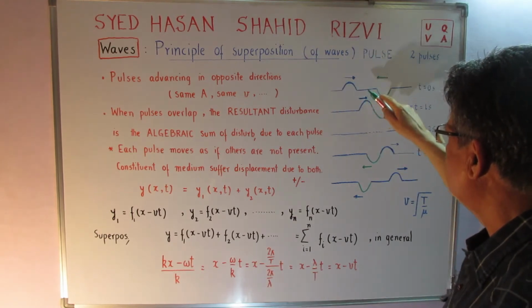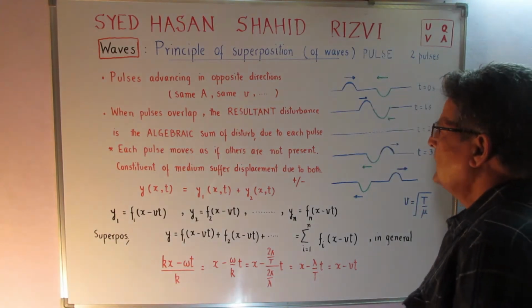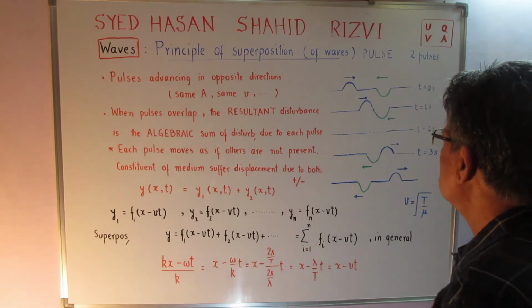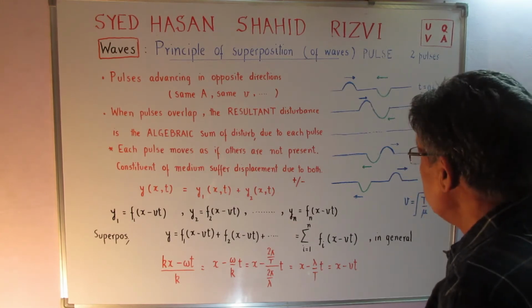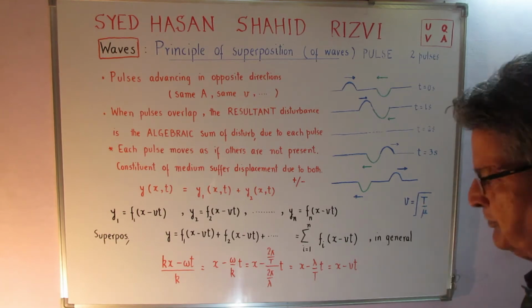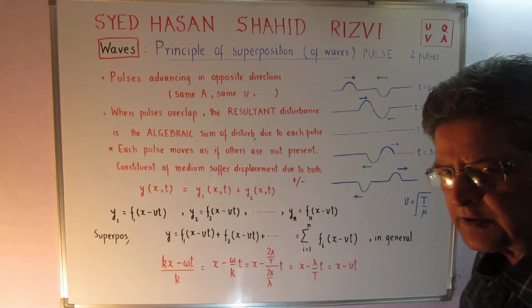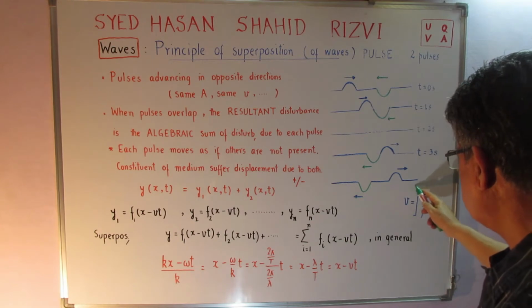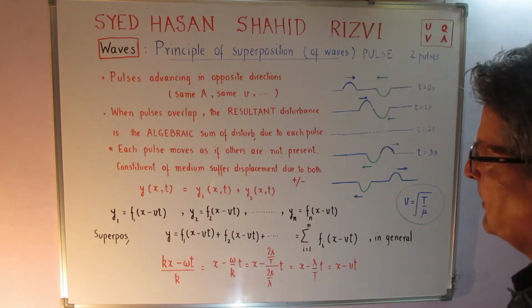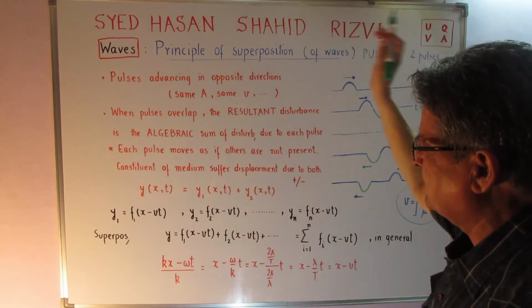So this is kind of convex, as we look from above, and this is kind of concave. And they are advancing. They are traveling, propagating in opposite directions in the same string, stretched to the same tension and having a uniform mass, so that the mass per unit length is also the same, meaning thereby that the velocity is the same. We are taking a very favorable situation: same amplitude, same velocity.